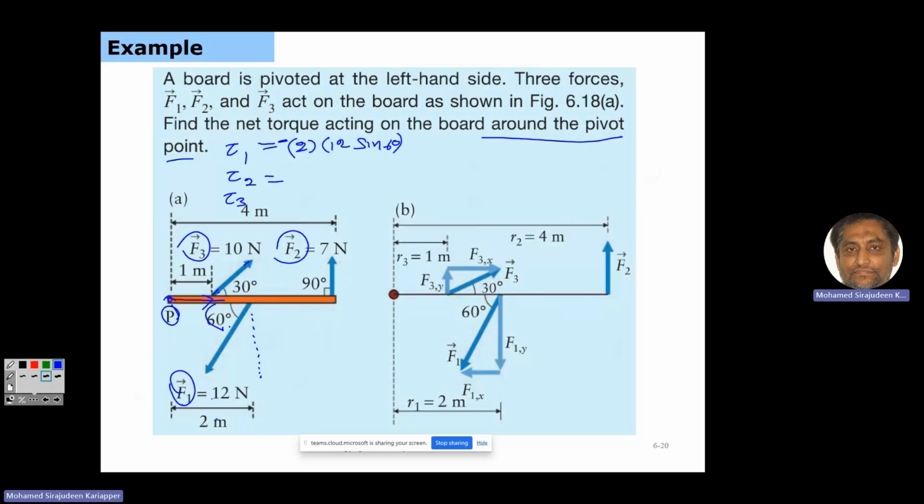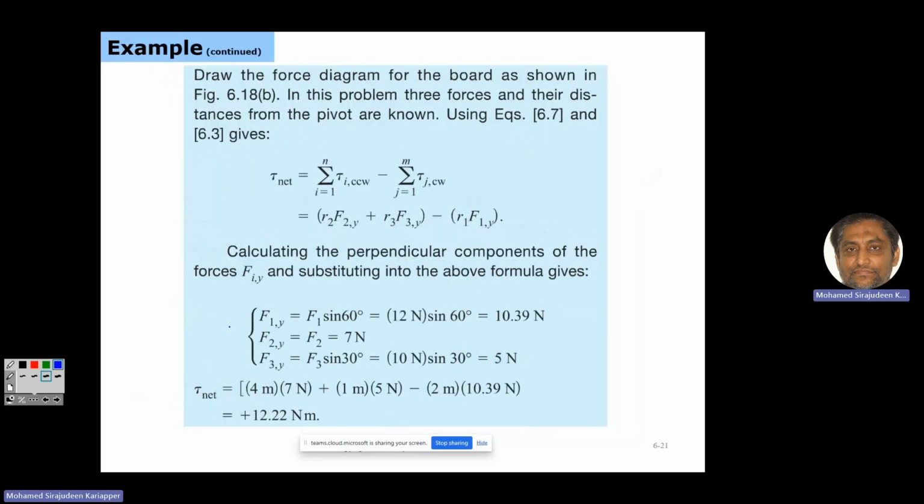So now I don't want to go through all this. You can get the rest of it. It is solved in the next slide. I can show you. Both of them are F2 and F3, and that is positive. This is the torque from F1. So add them with the correct sign and the correct substitution. Then finally, it turned out to be a positive torque. So the net torque is a positive one.